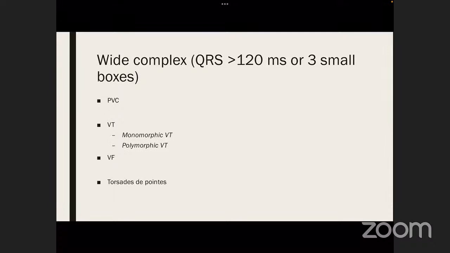That was for the narrow complex. Now we're going to talk about the wide complex, or ventricular arrhythmia, when the QRS is more than 3 small squares. Of course, there are many types, but the most common are the PVC, VT, VF, and Torsades.